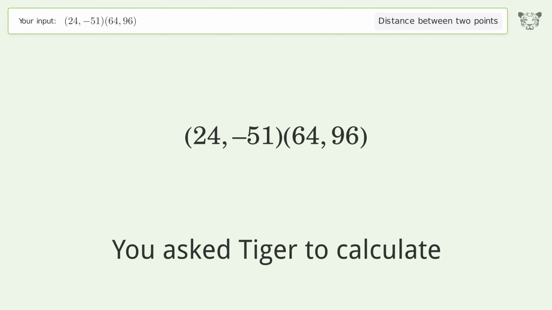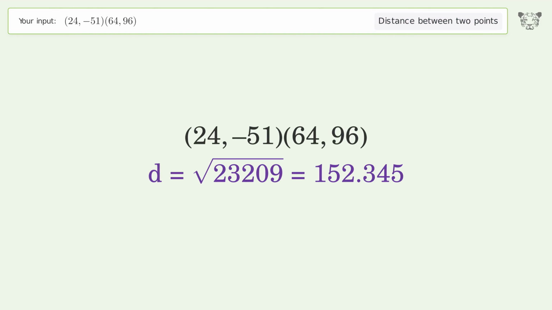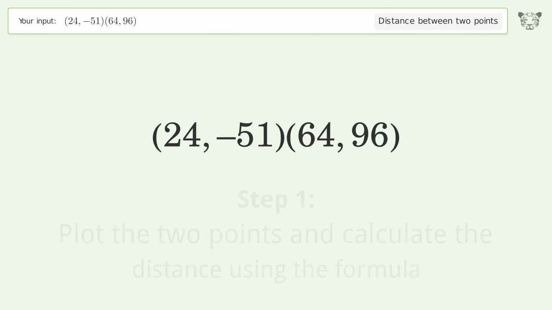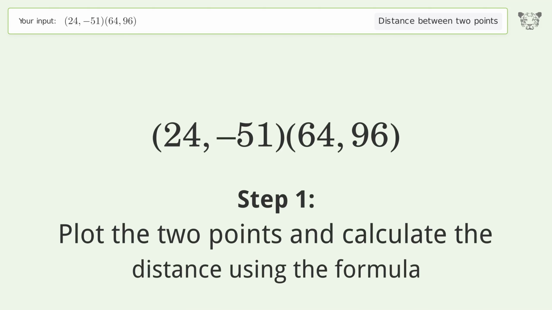You ask Tiger to calculate. This deals with the distance between 2 points. The distance between the 2 points is the square root of 23,209, or 152.345. Let's solve it step by step. Plot the 2 points and calculate the distance using the formula.